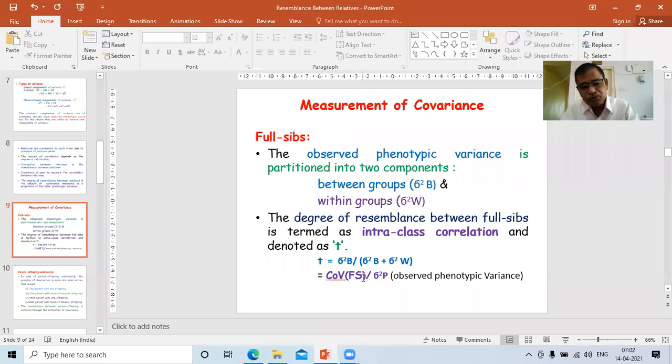Offsprings whose one parent is common, they are called half sibs. Offsprings whose both parents are common, they are called full sibs. Clear? Yes sir.